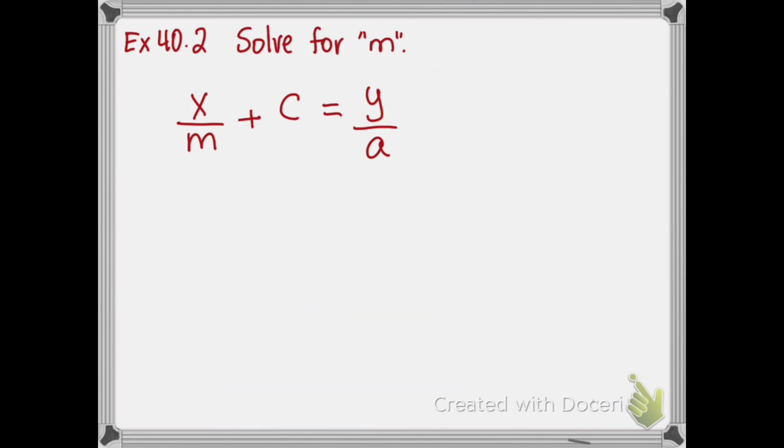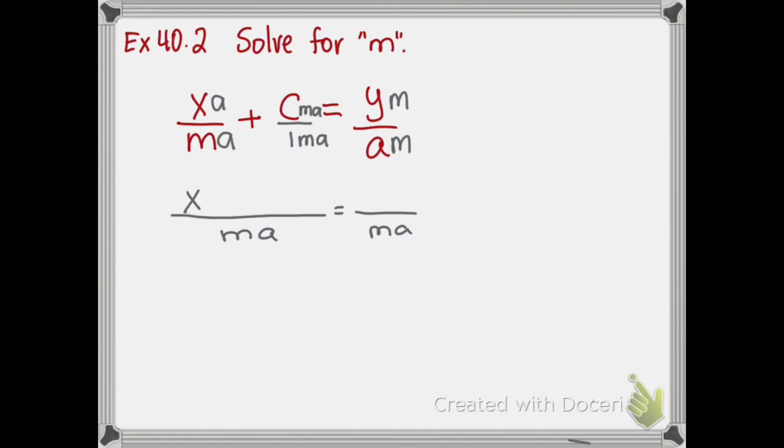Let's do another example. In this case, the least common multiple is ma. So now we have to multiply times a so that we have ma on the bottom. And if we do that, we do also the top. The next one, we have a 1, so we have to multiply times ma, both the top and the bottom. And in the last one, we have a, so we are missing the m, so we put ym. So here we have xa plus cam equals ym. And remember, we cancel the denominators.